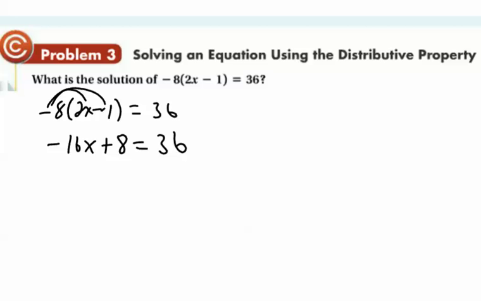And so then now here what you do is just subtract 8, and you've got 36 take away 8. And what is 36 take away 8?